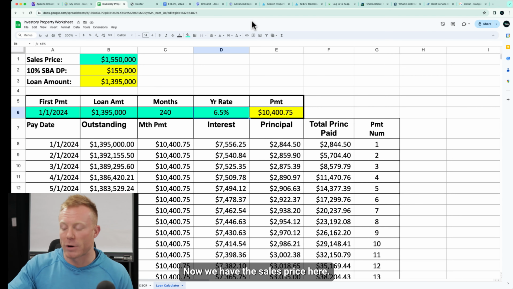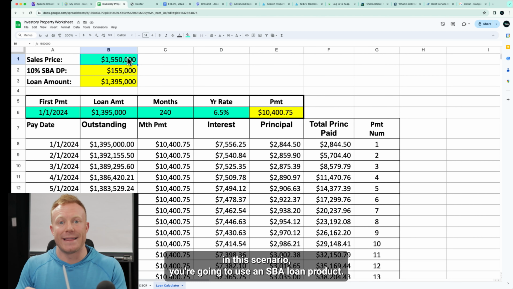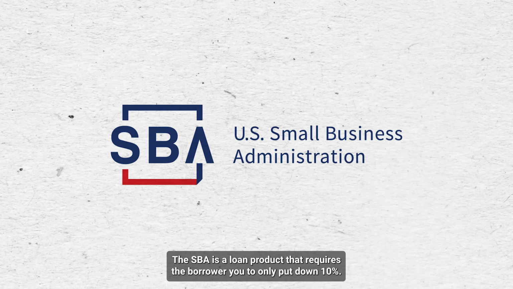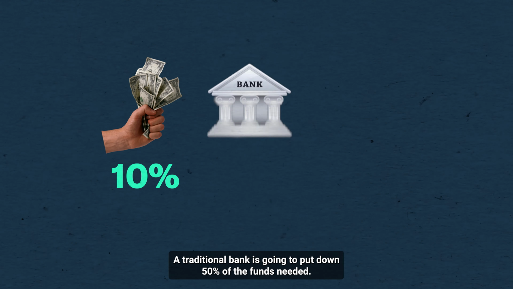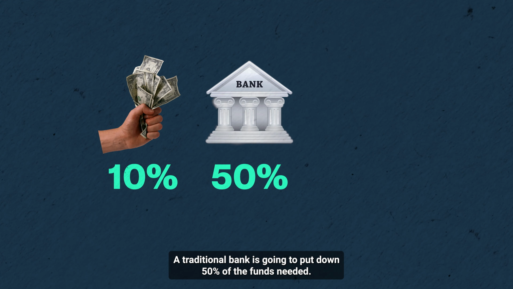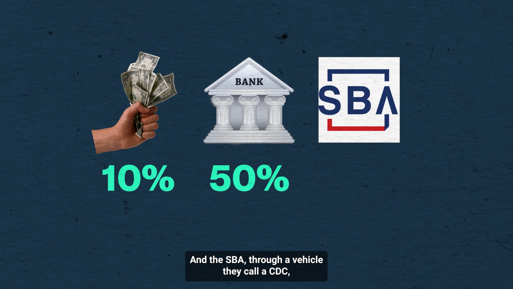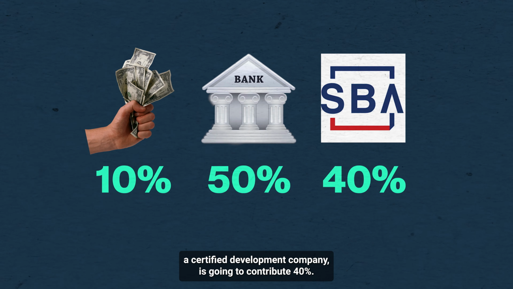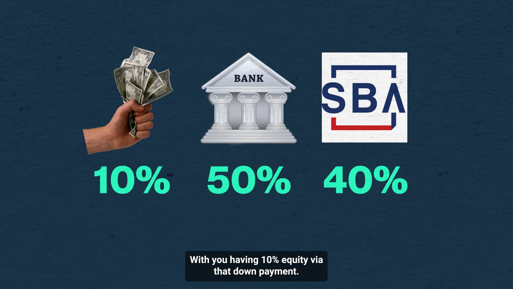And if you work with the Jim Real Estate Company, this is something we'll take care of for you as well. Now we have the sales price here at $1.55 million. We're going to make the assumption in this scenario, you're going to use an SBA loan product. The SBA is a loan product that requires the borrower, you, to only put down 10%. A traditional bank is going to put down 50% of the funds needed, and the SBA, through a vehicle they call a CDC, a certified development company, is going to contribute 40%. So that's how we get our 100% with you having 10% equity via that down payment.